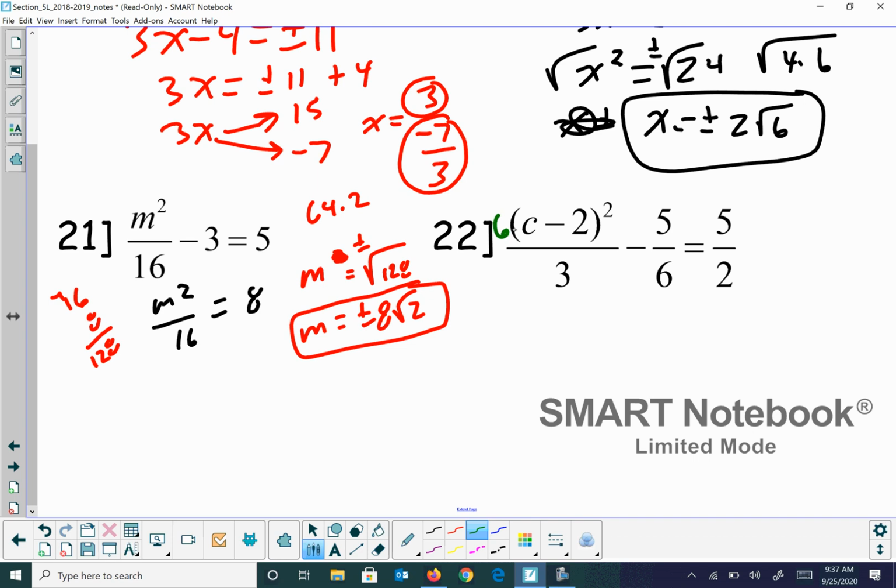Number 22, the tricky thing on this one is we want to multiply everything. Let's clear the denominator. Let's multiply everything by 6 because 3, 6, and 2 all go into 6. So 3 goes into there twice. 6 goes in there, so that leaves me minus 5. And 6 goes in there, so that's 15. We're going to add 5.